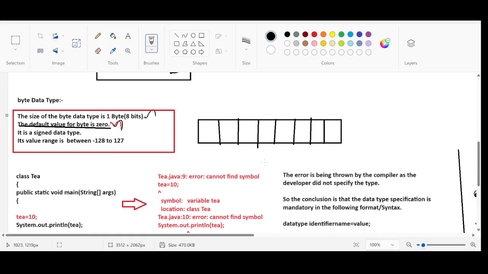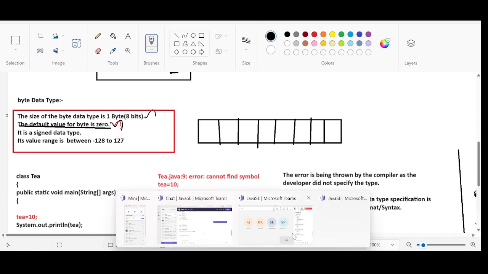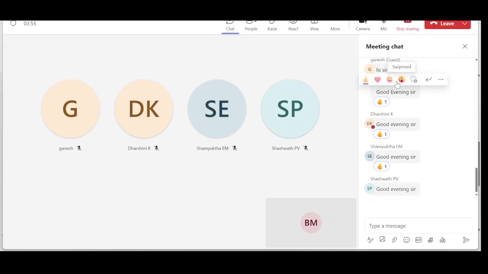Let me know if my screen is visible. Right? Type yes in the chat box. Hope you're able to see my screen.